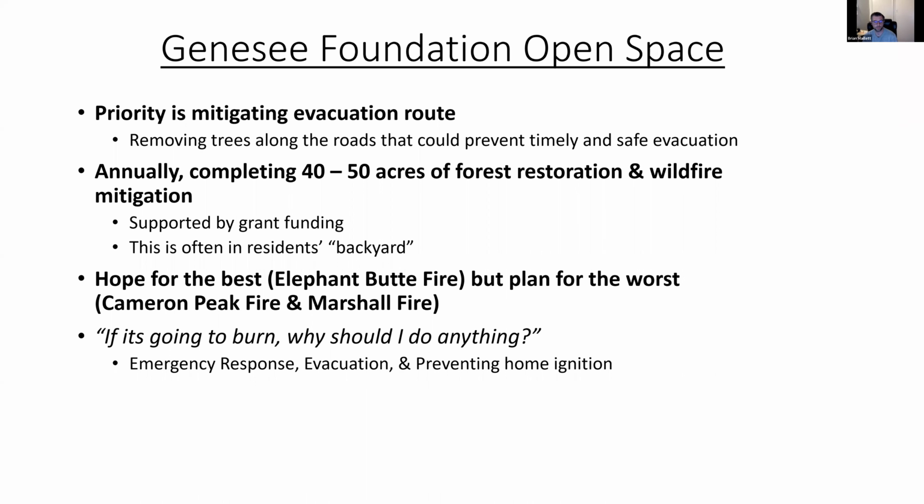The second reason why you should do something is evacuation. If you remove some flammable vegetation around your home, along your egress route, you can make your evacuation safer. You could give yourself a little bit more time. And the third is you can actually prevent your home from igniting. It's never a guarantee, obviously, but if you do all the things that Dory recommends, you are increasing the chance that your home will not ignite in the event of a wildfire. So those are the reasons why you should do something. You can go to the next one, Dory.